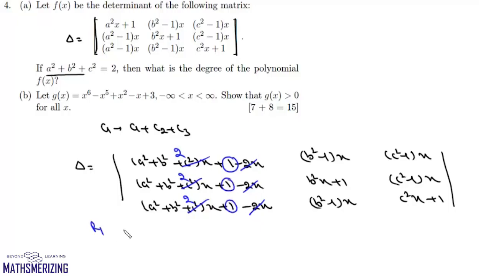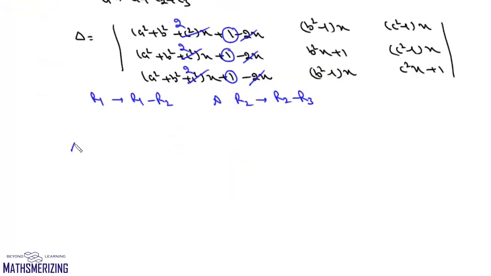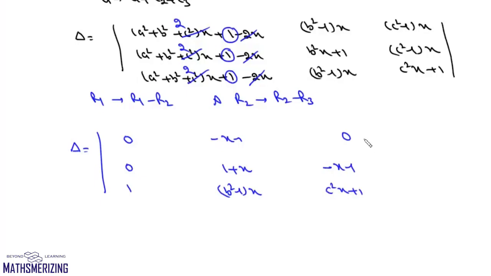Now what we will do is write R1 as R1 minus R2, and R2 as R2 minus R3. Now we can write this delta as 0, and here it will be minus x minus 1, here it will be 0, here it is 0, here will be 1 plus x, and here will be minus x minus 1, and this is 1, b square minus 1x, and c square x plus 1.